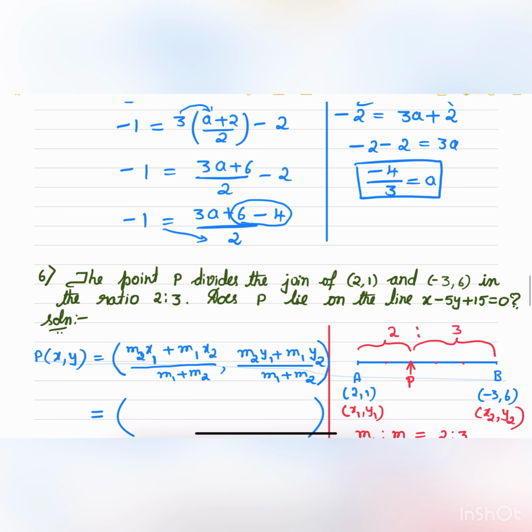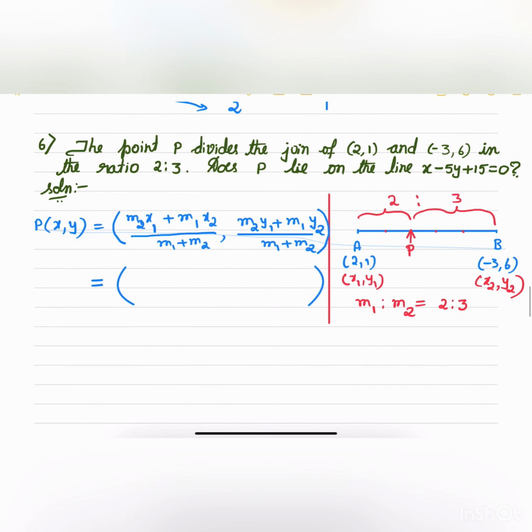Let us go for the next question. Sixth question. The point P divides the join of (2, 1) and (minus 3, 6) in the ratio 2 is to 3. Does the point lie on the line x minus 5y plus 15 equal to 0? So we have to check whether that point P lies on that line or not.